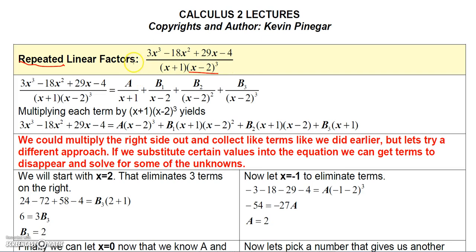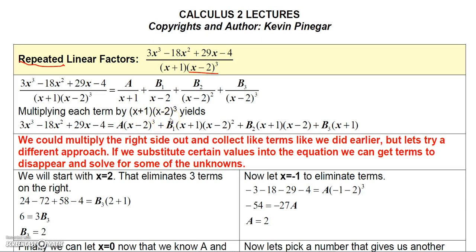So let's see how we can write this. This fractional expression can be written as A over x plus 1. x plus 1 is to the first power, so I just have that once. And then I'm going to say B1 over x minus 2 plus B2 over x minus 2 squared plus B3 over x minus 2 cubed. Now, the LCD is x plus 1 times x minus 2 cubed.